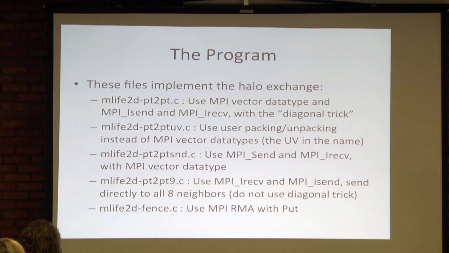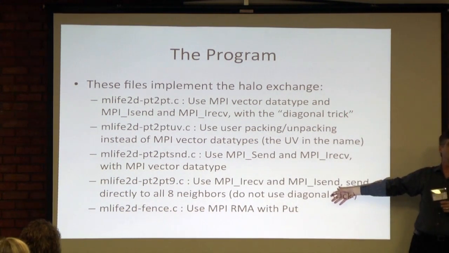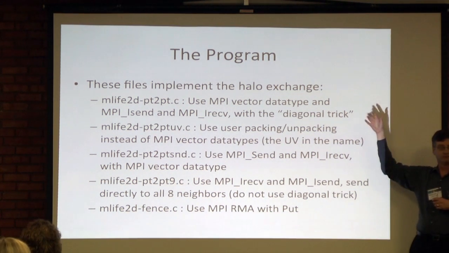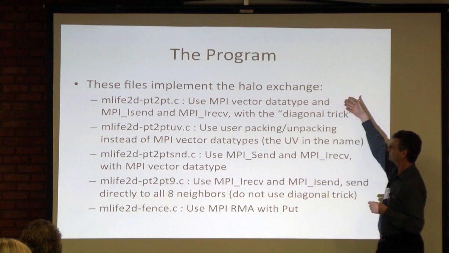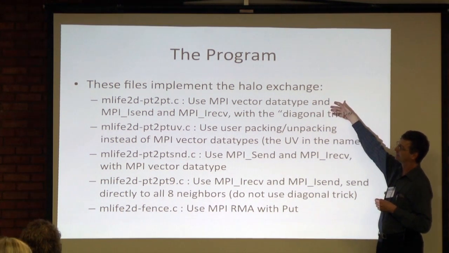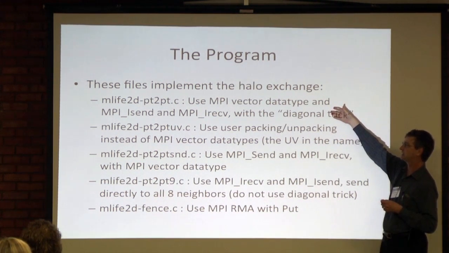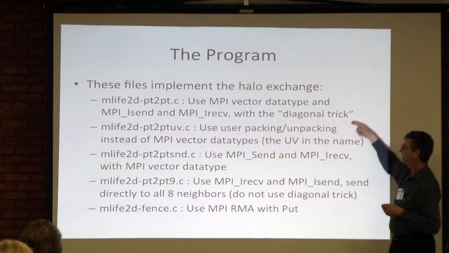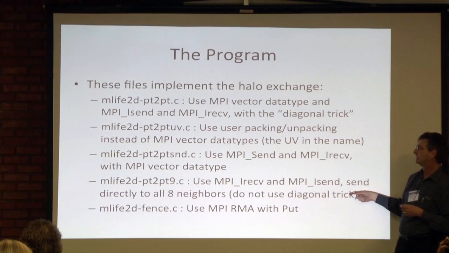There are 5 files that implement 5 different ways to do the exchange. And the intent here is for you to add to this, so it makes it easy to compare different exchanges. And so there's this one in Mlife2d point-to-point.c that uses a vector data type and I sends and I receives, and it uses this diagonal trick. If you want to know whether that diagonal trick helps, there's a version that doesn't.